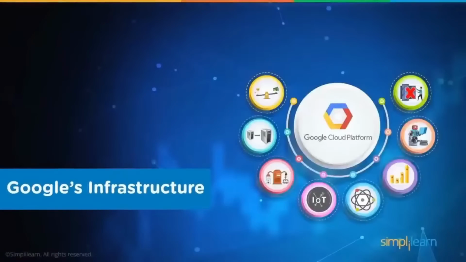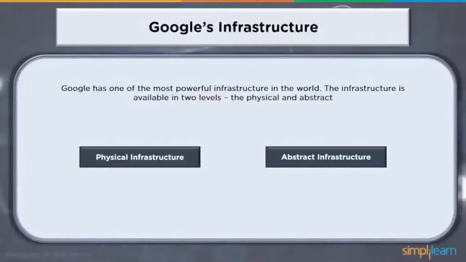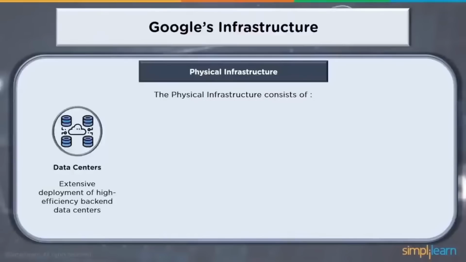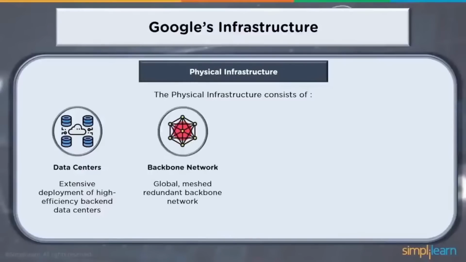When we talk about Google's infrastructure, Google has one of the most powerful infrastructures in the world. The infrastructure is available in two levels, the physical and the abstract layers. You have physical infrastructure and then you have the abstract infrastructure. Physical infrastructure consists of data centers, an extensive development of high efficiency backend data centers. You have a very strong backbone network, which is used by Google itself and also offered as services to customers via GCP platform services. So you have a global meshed redundant backbone network.